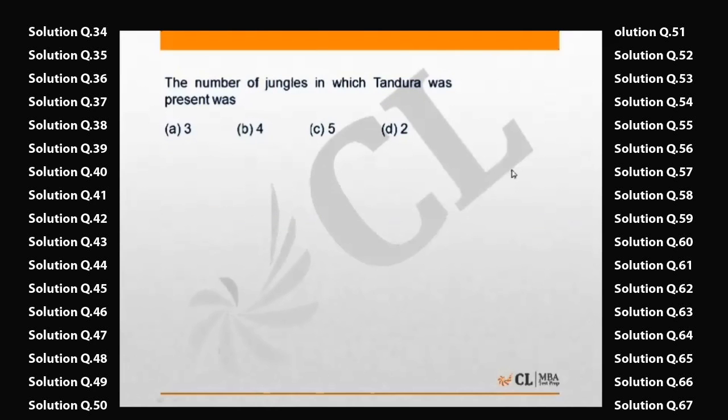The number of jungles in which Tandura was present can be calculated as follows. Look, there are 4 jungles in which 3 animals are present. So in all, 12 animals are present. There are 3 jungles in which 2 animals were present. So in all, 6 animals were present. Altogether there are 18 animals. Now what are the possibilities?